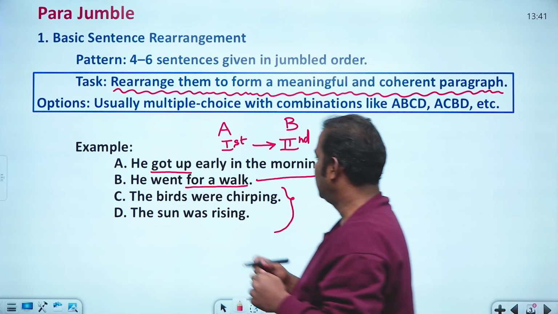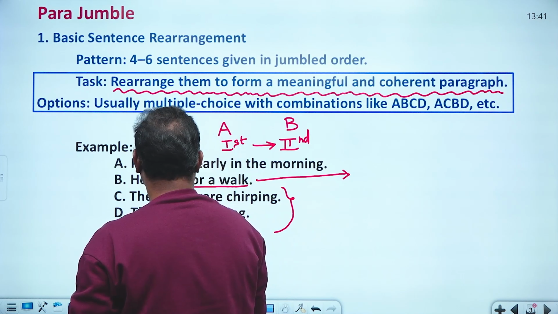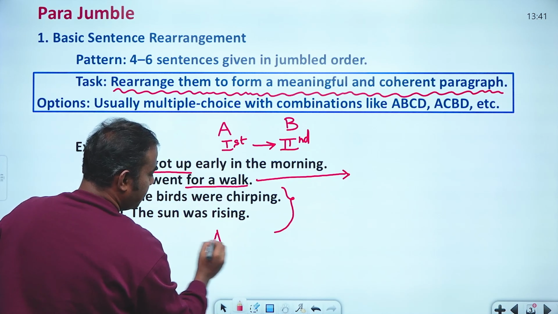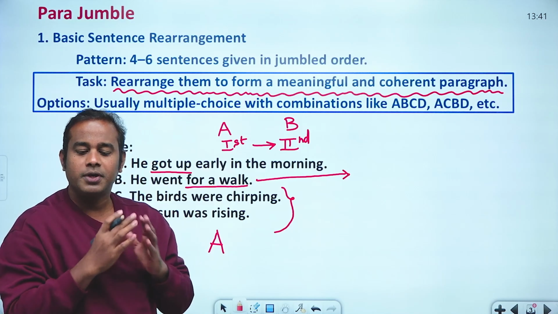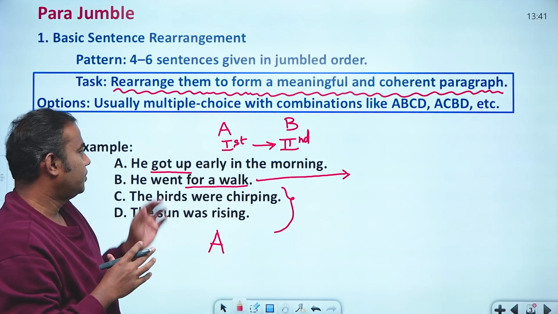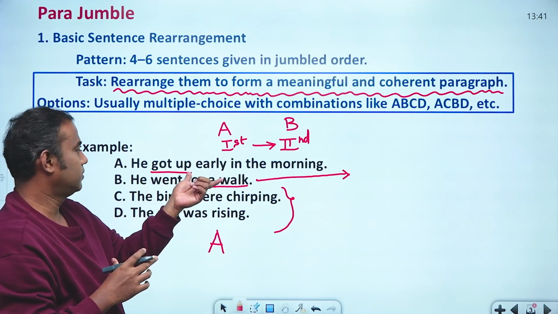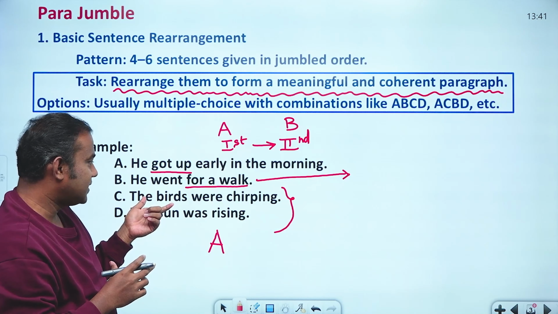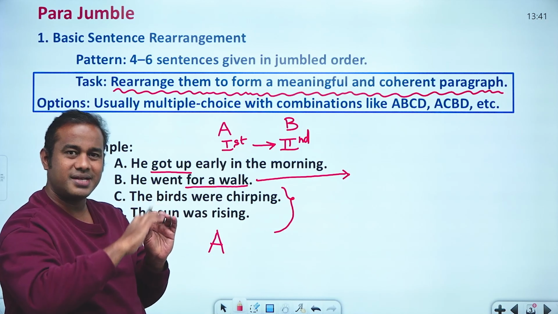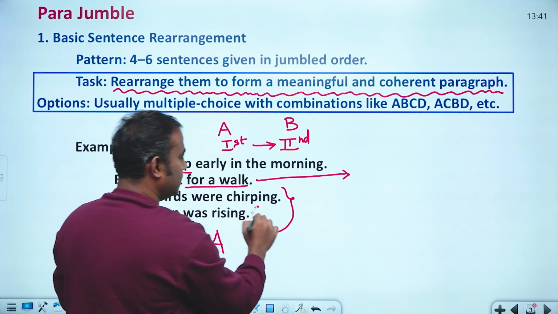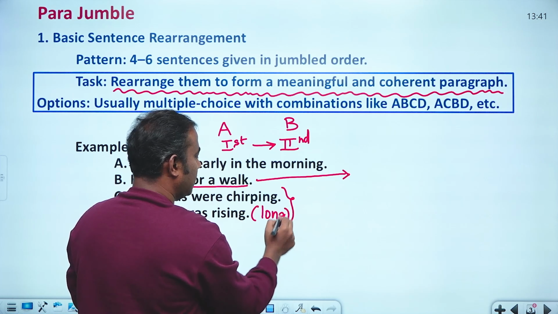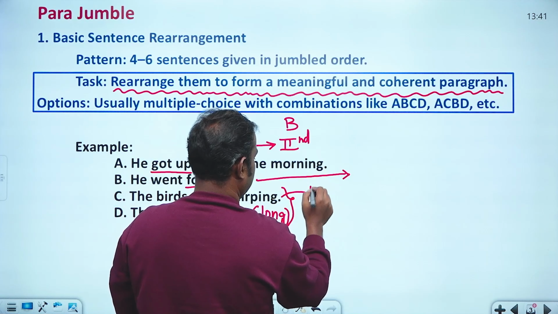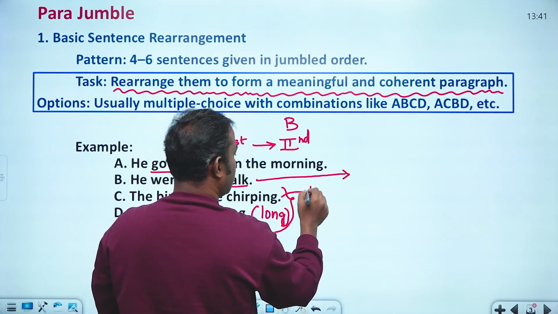So this one is A, which can be classified as the first one. A can be the beginning sentence. So when A is the beginning sentence, he got up early in the morning. Then we can write like this. The sun was rising is a very long time, since the sun rises over a long time. So you need to make it a very short time here. So this is the short term.